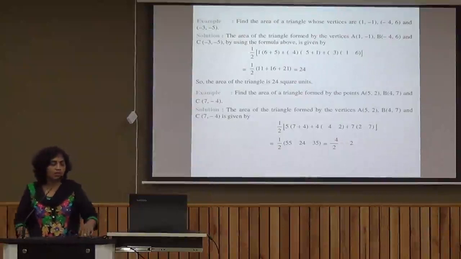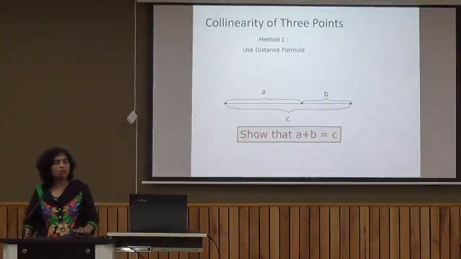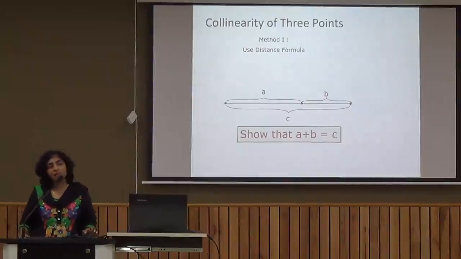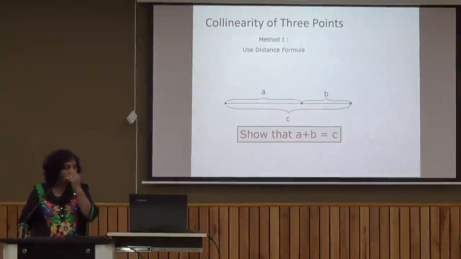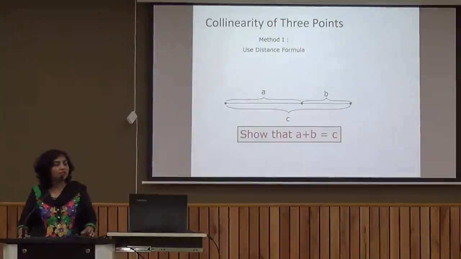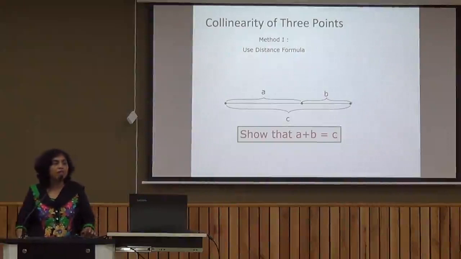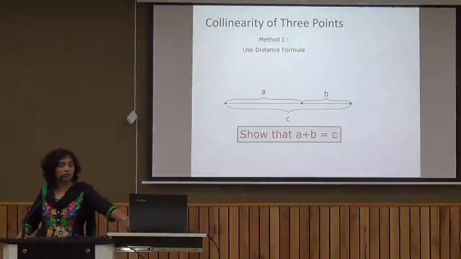2 square units. Let's move to the next point, collinearity of 3 points. Now, collinearity of 3 points can be checked by two methods. The first method is the distance formula. So we see that if there are 3 coordinates and we find out the lengths, using 2 at a time, lengths AB, BC and CA, and if we are able to show that the sum of any two lengths is equal to the third length, then the points are collinear.